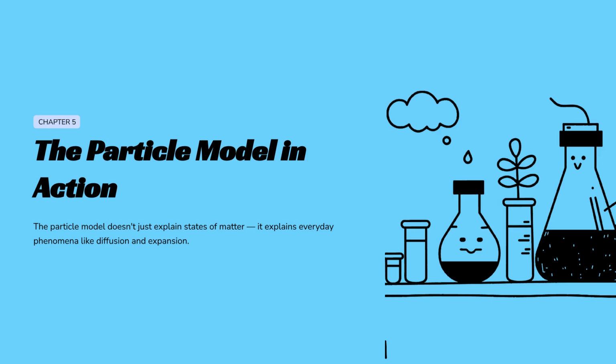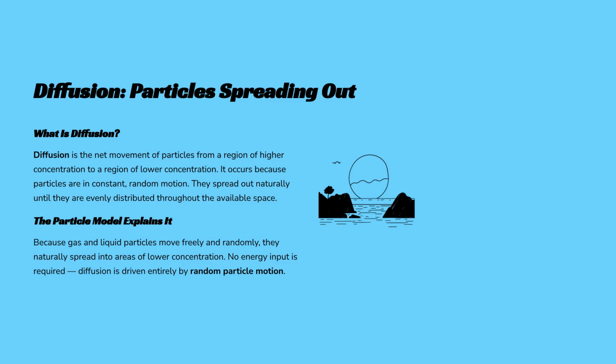In Chapter 5, we explore the particle model in action. Beyond internal energy, this model also perfectly explains everyday physical phenomena like diffusion and thermal expansion. Diffusion is the net movement of particles from areas of high concentration to low concentration. This occurs naturally due to the constant, random motion of particles in liquids and gases, requiring no external energy input.